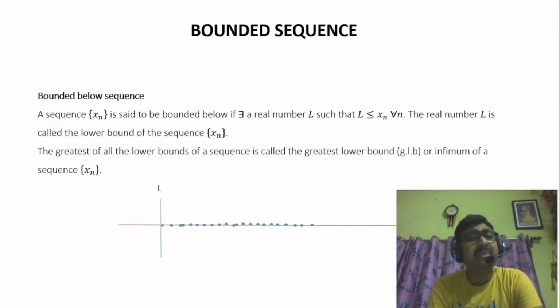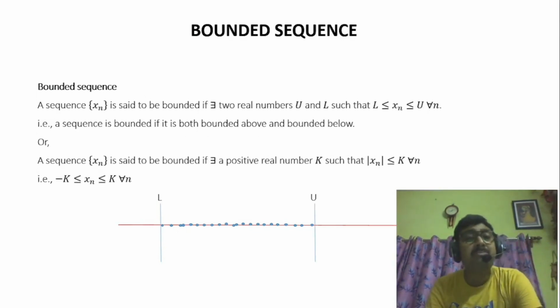Just look at the diagram again. If we construct a wall from the left, that is, if we can find a real number L such that no elements cross that wall on the left, then the sequence is called bounded below. Clear? And the same thing is here, either a sequence has no lower bound, or if it has a lower bound, then the number of lower bounds becomes infinite. So from those infinite lower bounds, if we consider the greatest of that set of lower bounds, then that is called the greatest lower bound or infimum.